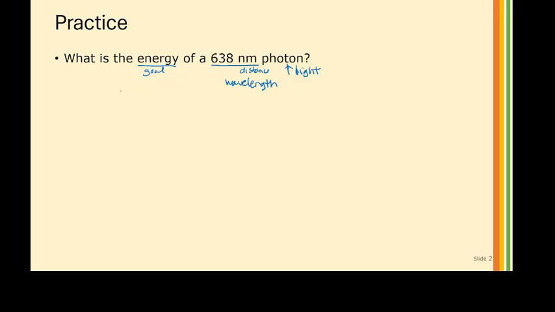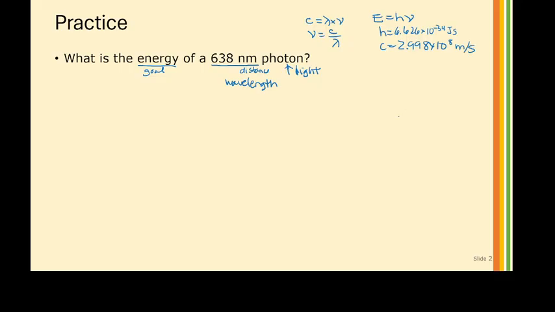Okay, so now I go back to my formulas. I know that C is equal to lambda times nu, and I could say that nu is equal to C divided by lambda. I also know energy equals h times nu, and h is 6.626 times 10 to the negative 34 joule seconds. C, we might as well do it, 2.998 times 10 to the 8th meters per second.